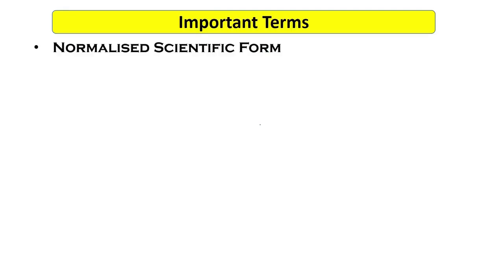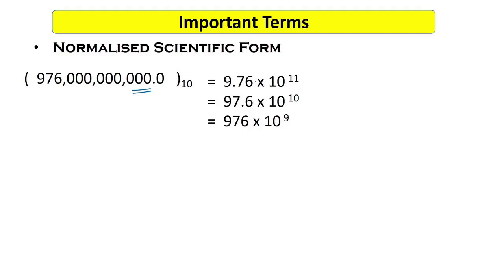So before understanding this IEEE 754 with the help of various examples, let's understand some of the terms that will be used in this IEEE 754 representation scheme. Okay. So the first term is, what is normalized scientific form? You can see here I have this floating point number, and actually I can represent this floating point number in various other forms also.